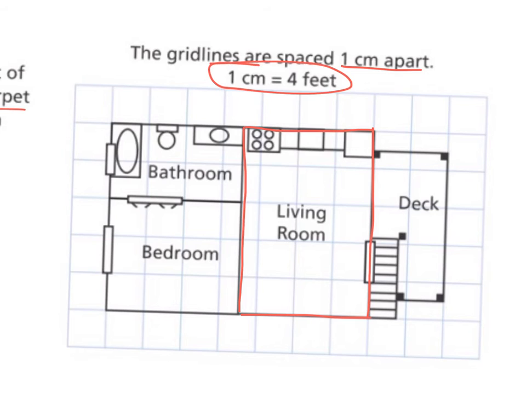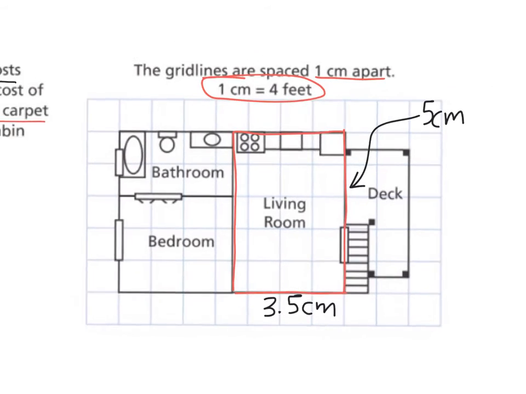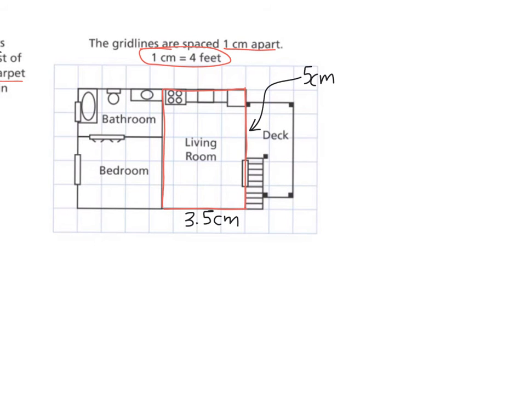So first thing we want to do is look at the dimensions of our living room on this model. Going across, this is 3.5 squares, so 3.5 centimeters. And the other direction, it's going a total of 5 squares, so 5 centimeters would be our other dimension on the drawing for the living room. So we're going to need to do some proportions now to figure out what our actual dimensions are.